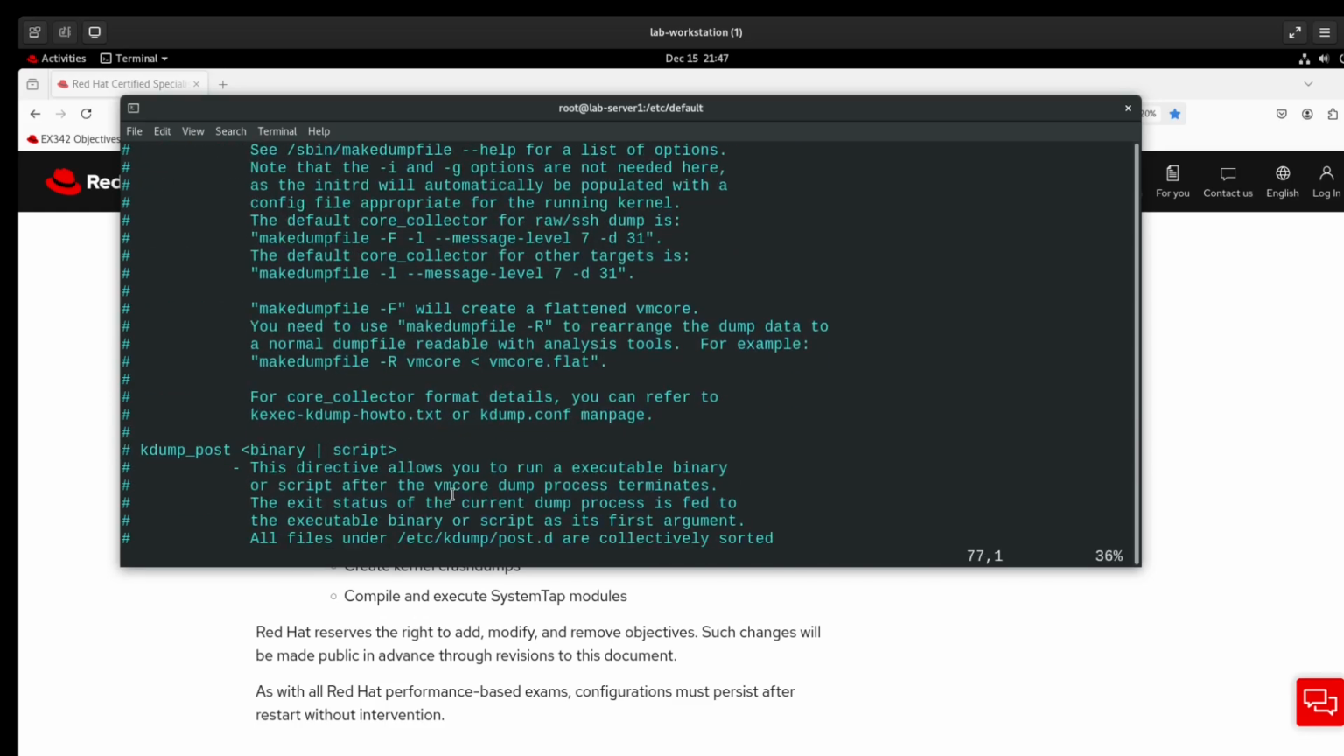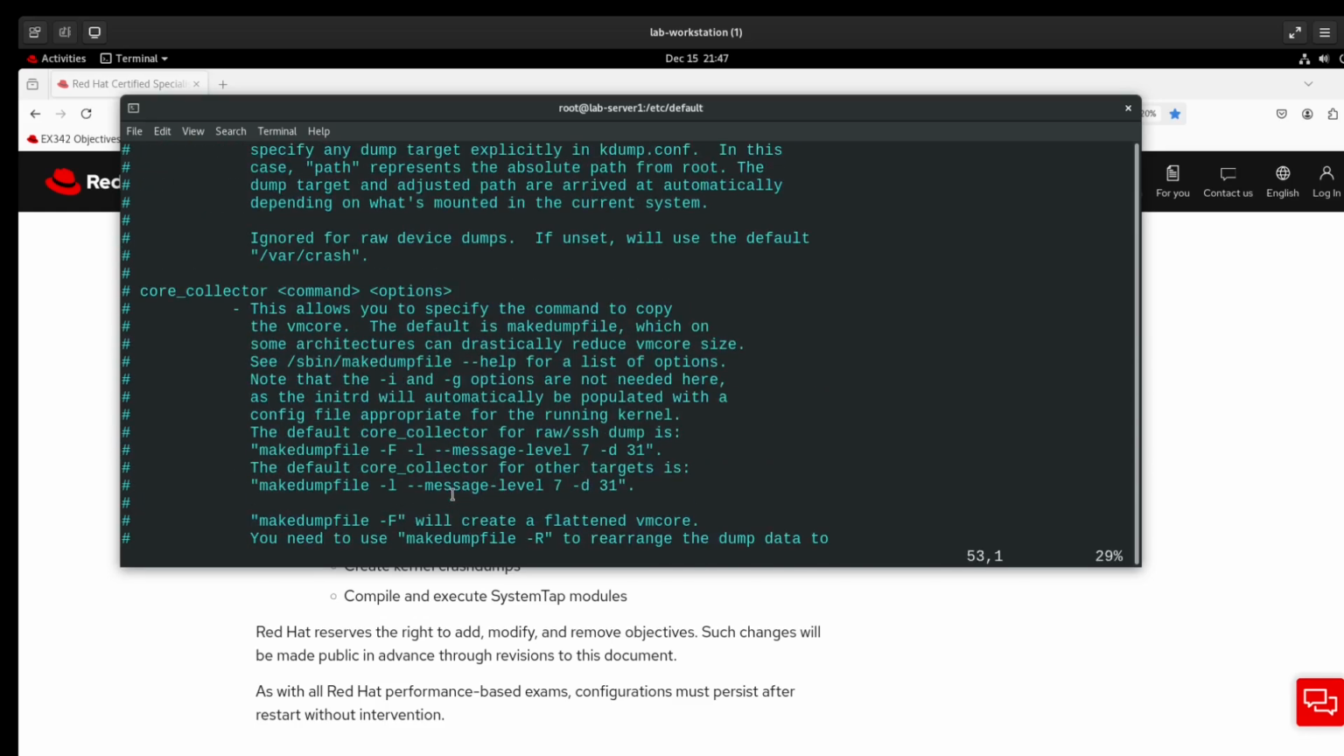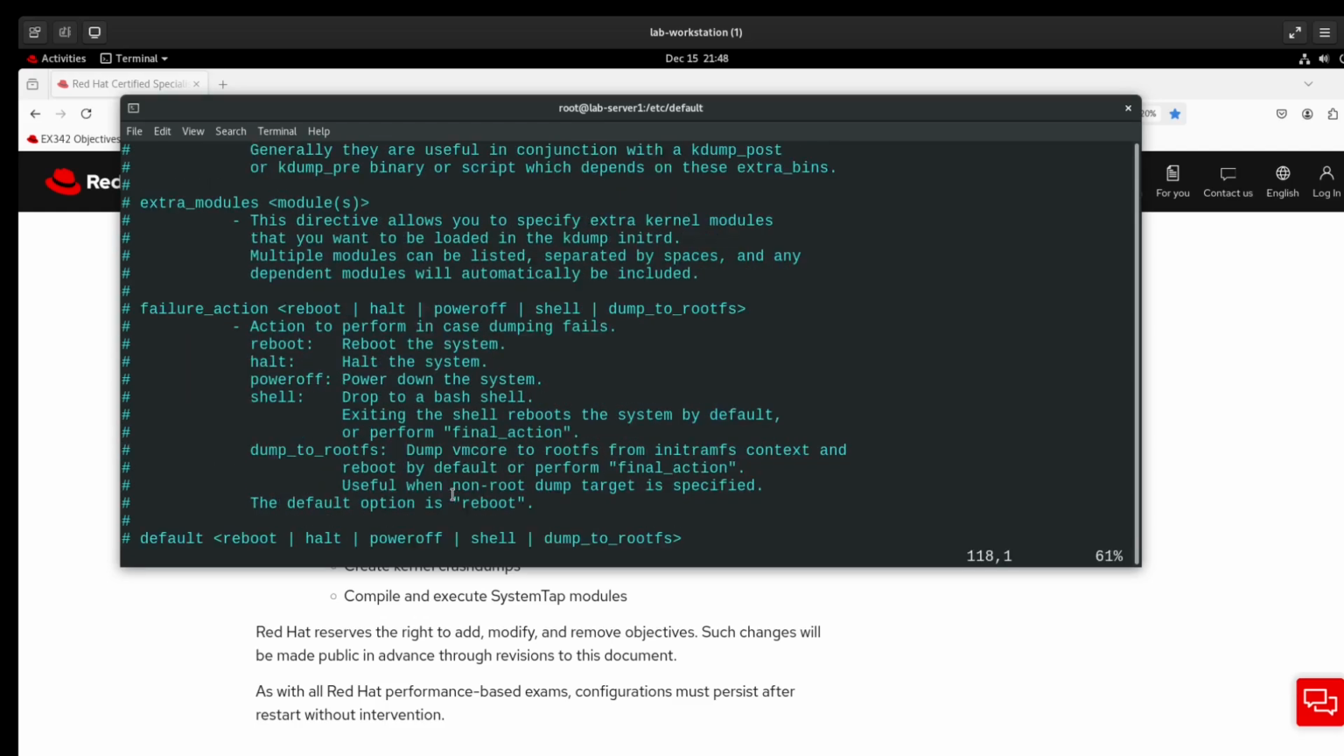Path is where, by default, it shows us there, /var/crash. This core_collector thing, from what I understand, is really the thing that is doing the work when it is collecting the crash. And by default, just what's available here, it's using something called makedumpfile. If you need to know some of the parameters for what you should put for a core collector if you're using makedumpfile, there's a man page for that, which is quite nice. These others I think are kind of self-explanatory. I haven't tested or played with them all.